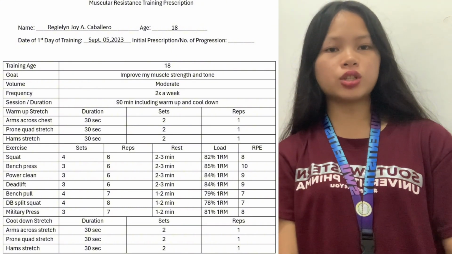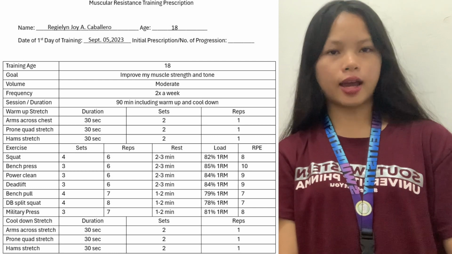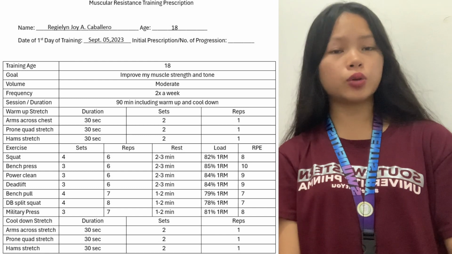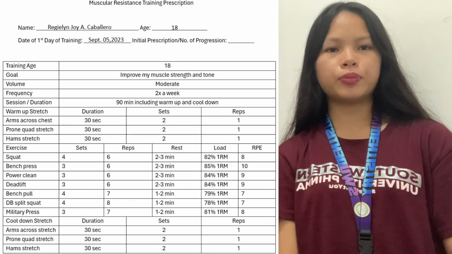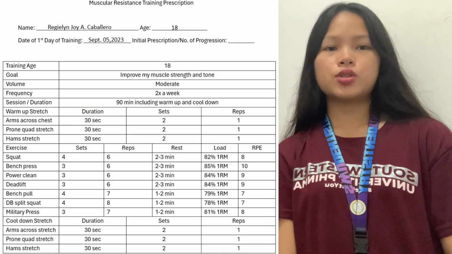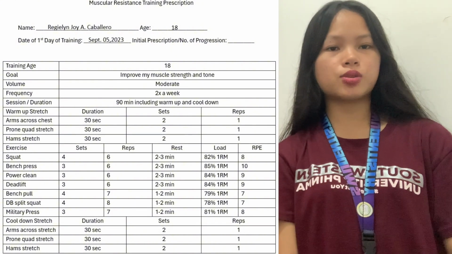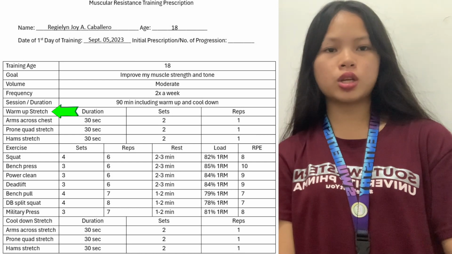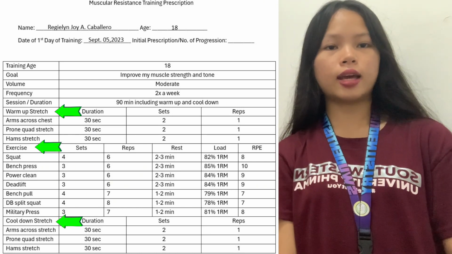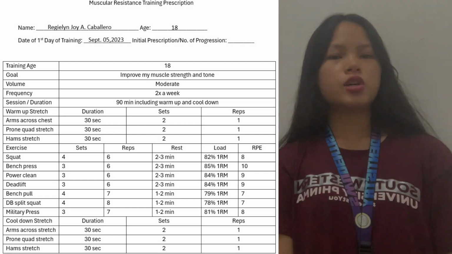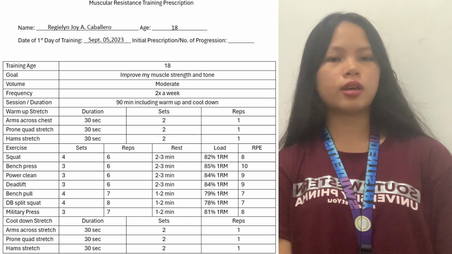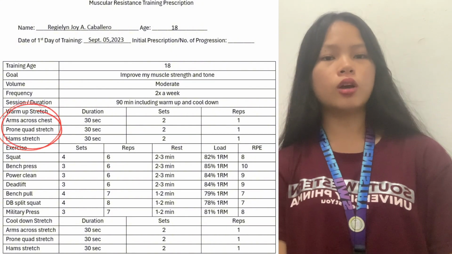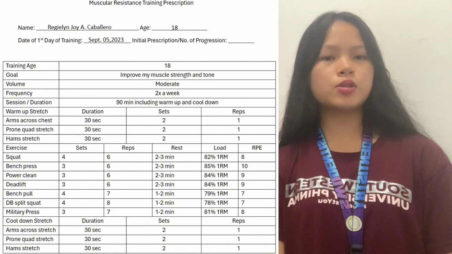And then for session and duration, the time. The number of time is changeable, but you should put including warm up and cool down. This is constant. So here under muscular resistance training, it is divided into 3. We have warm up stretch, exercise itself, and cool down stretch. So under warm up stretch, it's your own choice. You can follow this one here on the example, or you choose your own warm up stretch.